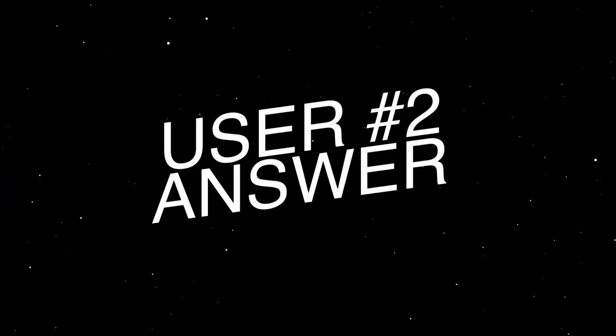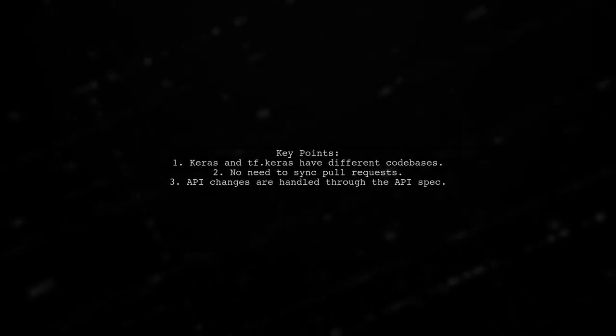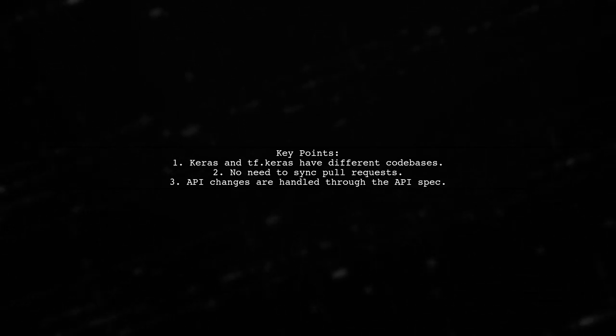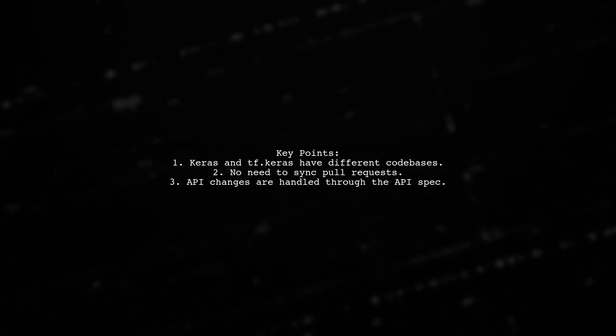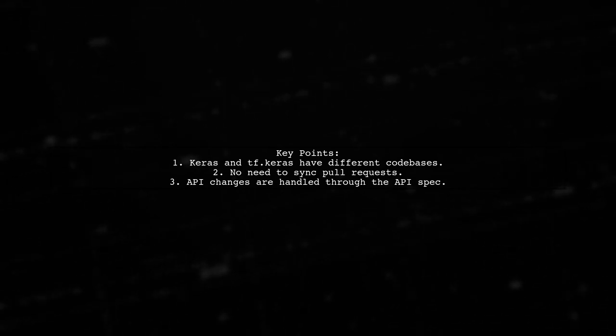Let's now look at another user-suggested answer. In TensorFlow 1.1 and later, Keras and tf.keras have different code bases. This means that pull requests do not need to be synced between the two. For API changes, you submit a pull request directly to the API specification. These changes will then be reflected across all code bases.